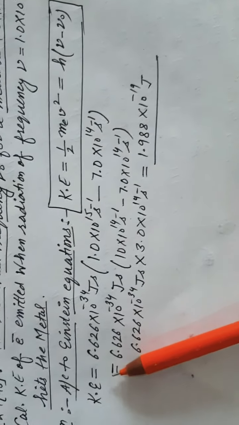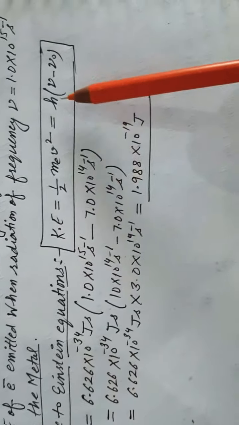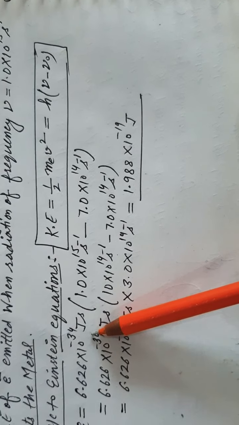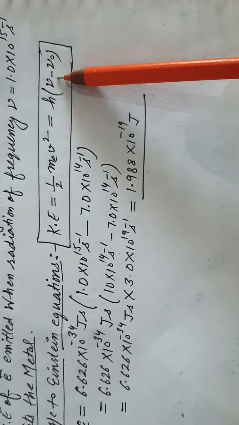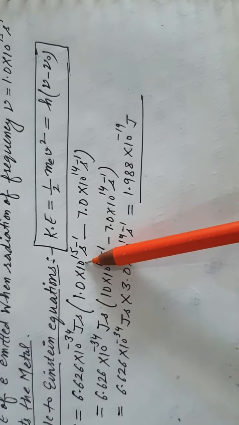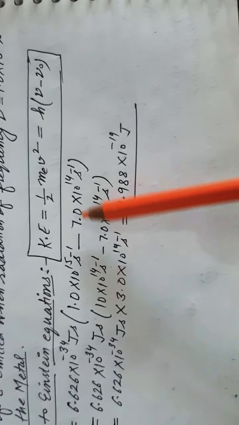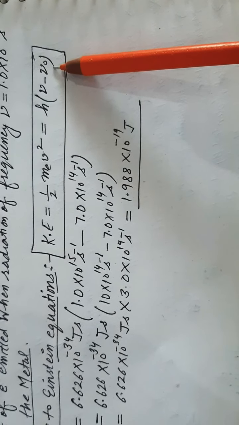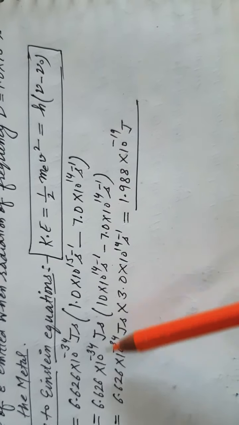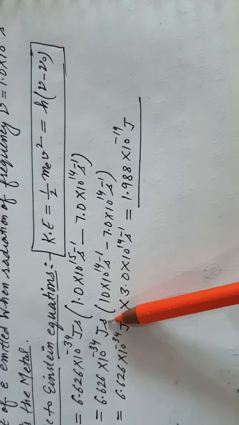Kinetic energy equals h times nu minus nu naught. h is the Planck constant, 6.626 into 10 raised to power minus 34 joule second. Nu is given for the incident radiation, 1 into 10 raised to power 15 second inverse, minus nu naught for the metal, 7 into 10 raised to power 14 second inverse. This is the Planck constant in joule second.